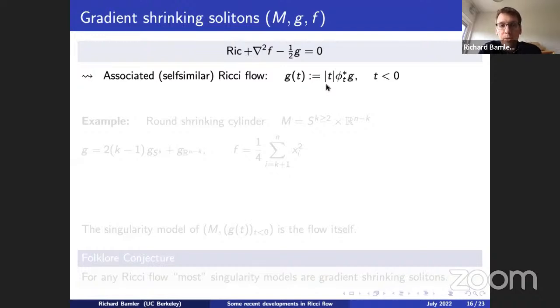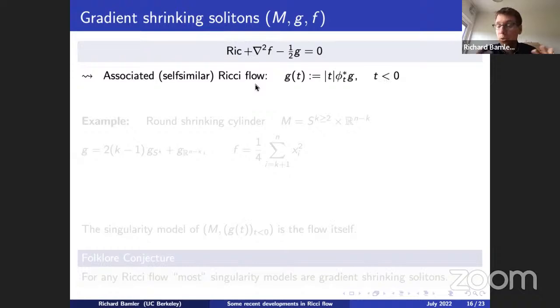So what we can do, namely, is take the flow of the gradient vector field of f, and we can pull back the metric via this flow and then multiply by a time parameter. I look at this for all negative times. And this gives us a Ricci flow that somehow scales down modulo diffeomorphisms.